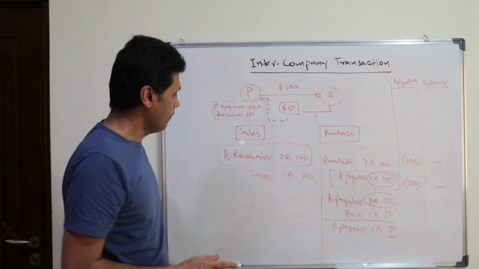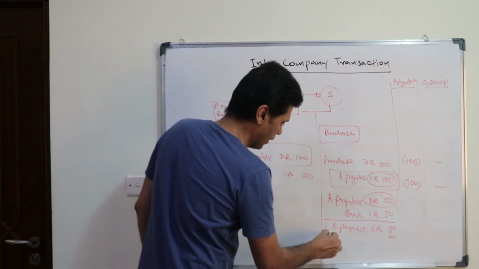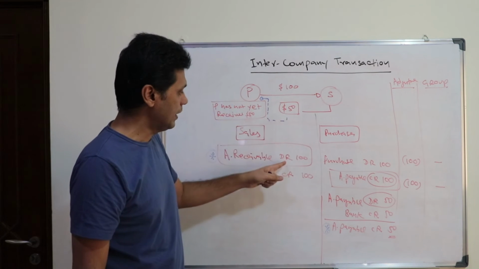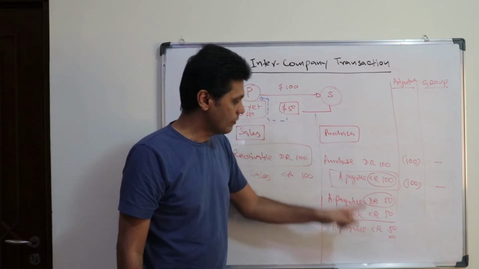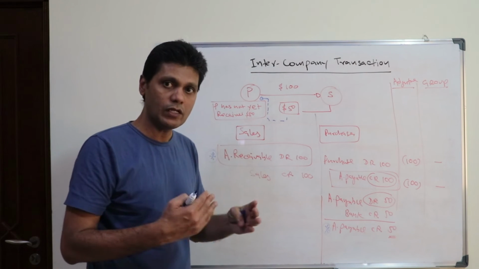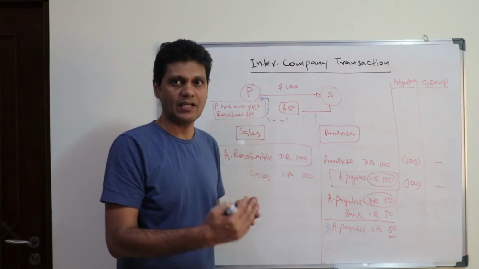And also, when you compare the accounts receivable balance and accounts payable balance, in the books of P it is $100. However, in the books of S it is $50, an unequal amount. So these balances are not matching each other.